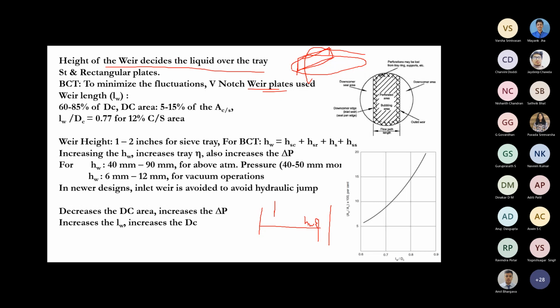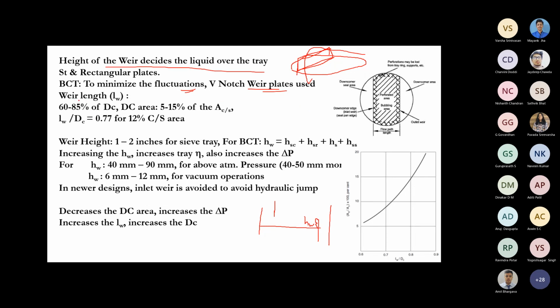Sieve plate means you can use the simple rectangular straight plates. Bubble cap plates means you have to minimize the fluctuation, because it already has so many bubble caps, it has some height. You have riser and you have cap, those things. So to minimize the fluctuations, we need V-notch type of plates.